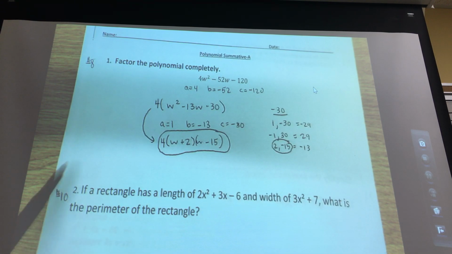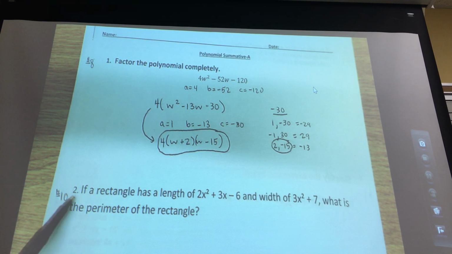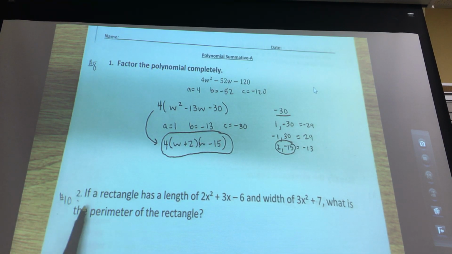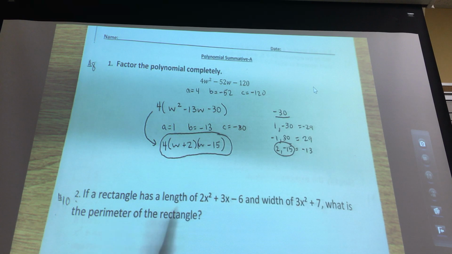Yeah, so we're going to go ahead and do number 2 next. Number 2, and if you're on summative A, it's number 2. If you're on summative B, it is number 10. So this question says, if a rectangle has a length of 2x squared plus 3x minus 6 and a width of 3x squared plus 7, what is the perimeter?